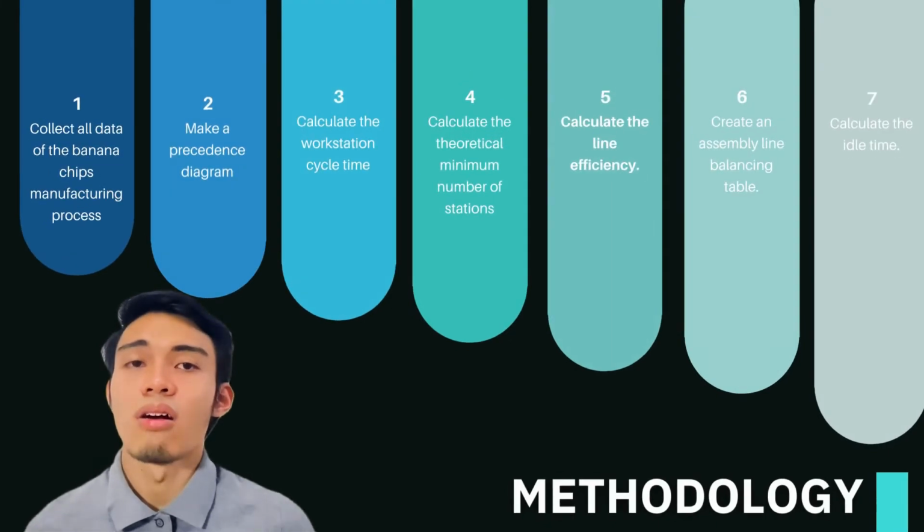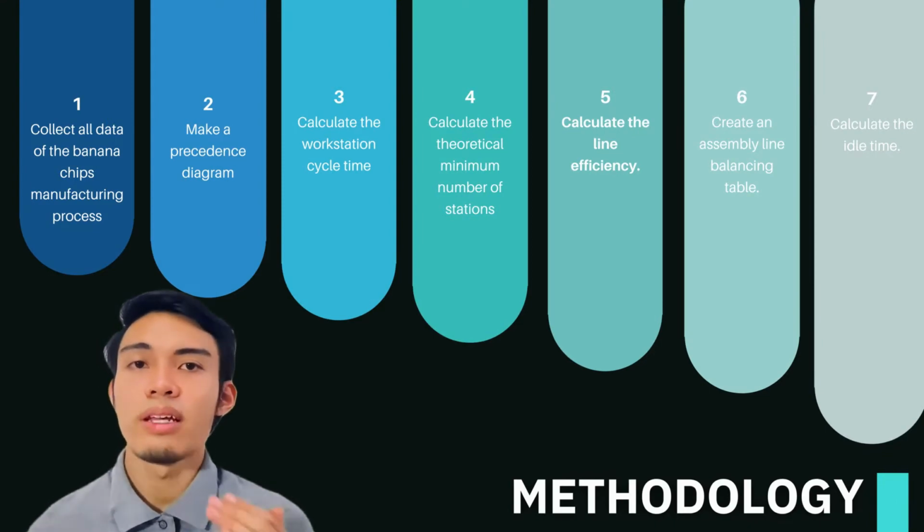The steps for calculating this case study are: first, collect all the data of the banana chips manufacturing process. The manufacturing process must begin with the unloading of the banana chips and end with the storage of the banana chips. Secondly, make a precedence diagram to demonstrate the link between those items.